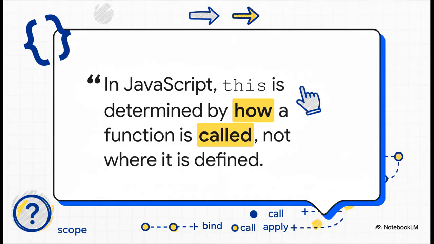Okay, this sentence right here, this is the golden rule. This is the key to everything. See, unlike a lot of other languages, the value of this isn't set in stone when you write the function. It's actually decided at the very last second, right when the function is called. We call this the call site. It's all about how and where a function is invoked, not where it was born. If you can get this one idea down, you are already halfway there.